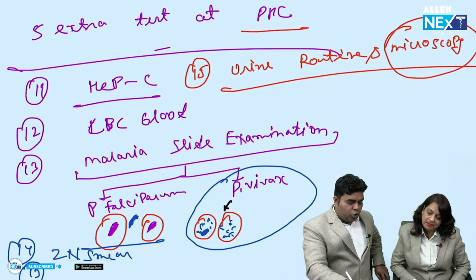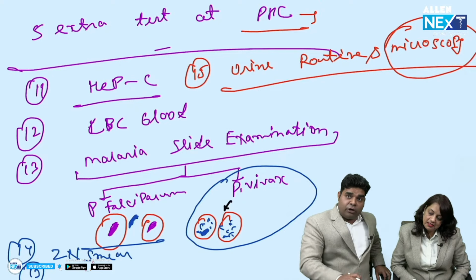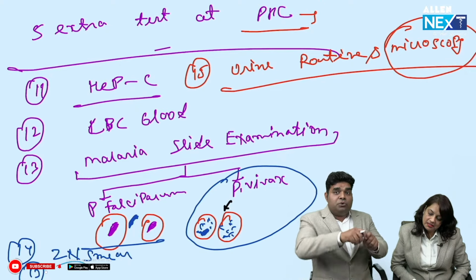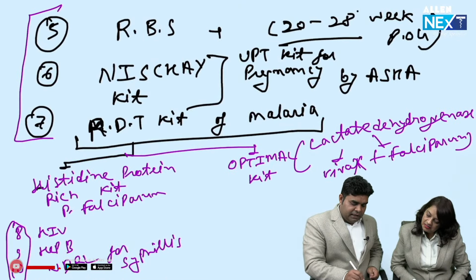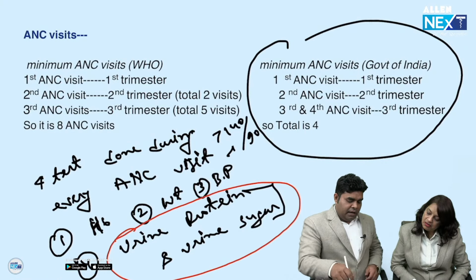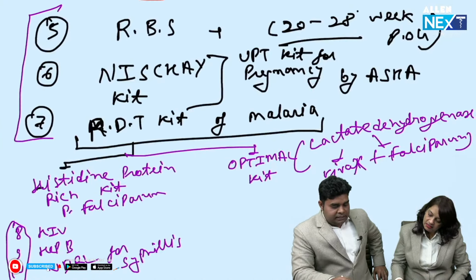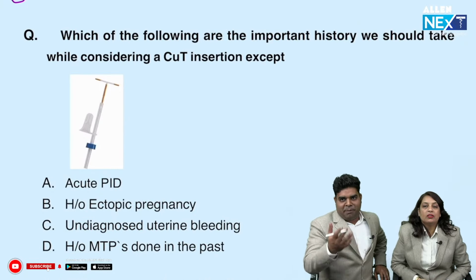At PHC, microscope is available. So at PHC, they can do microscopy, but at subcenter, no microscope and no lab technician. So at subcenter, we use the dipstick test for detecting urine. So that was the dipstick test at subcenter. This is for subcenter. So these are the 10 tests of subcenter and 15 tests of PHC. I hope you will remember it.